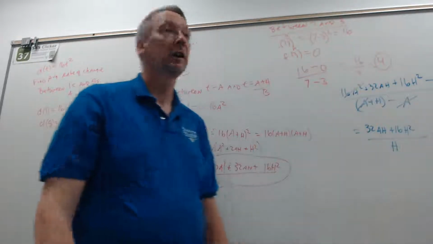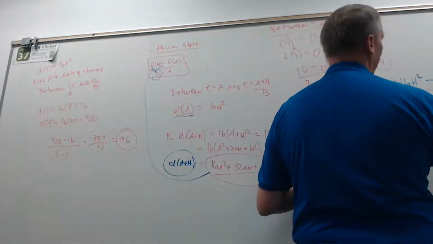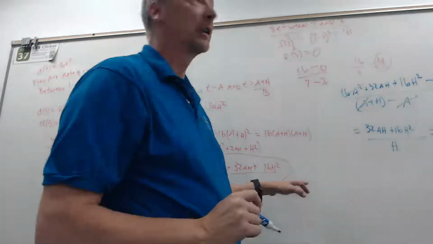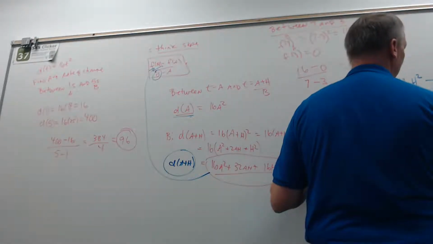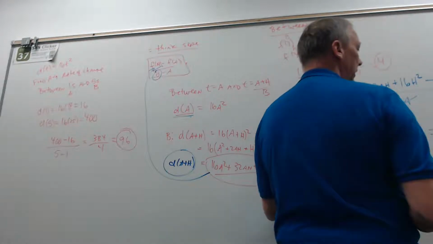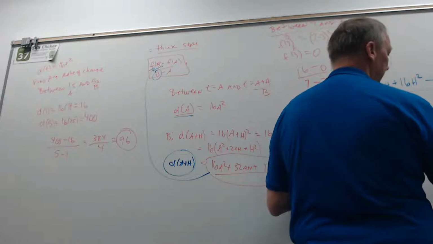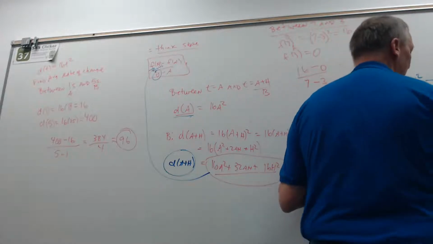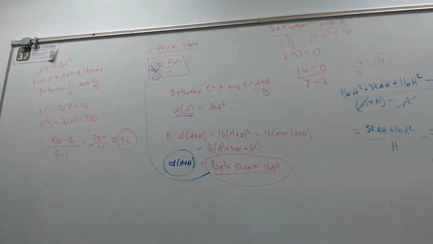You factor out the top. Yeah. Oh, that's a great idea, okay? If we factor out an H out of the top, we're left with 32A plus 16H divided by H. Boom, boom. I'm left with 32A plus 16H. Okay? That was easy.